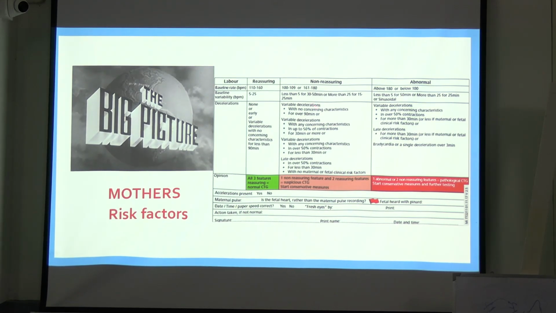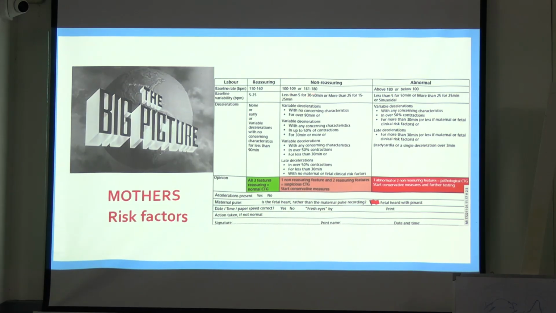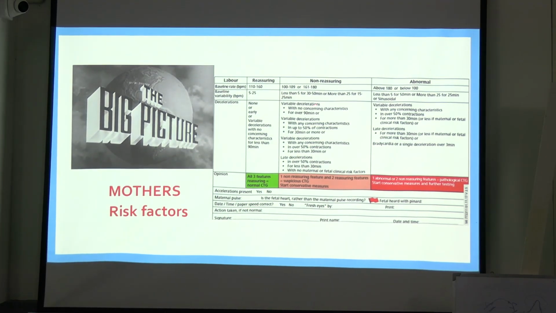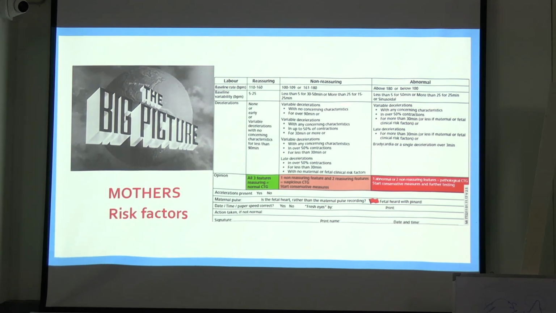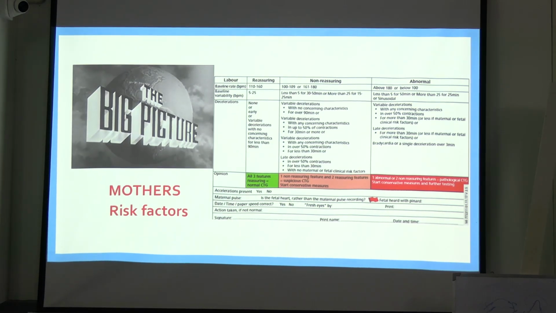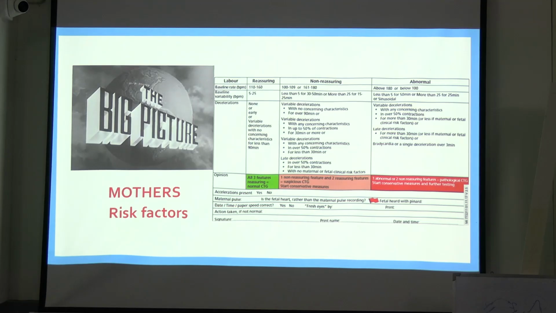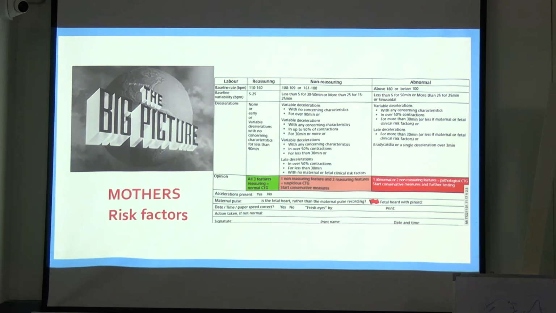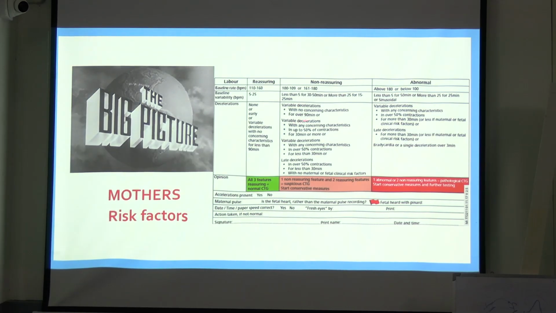Obviously, fetal heart rate I already told you: between 100 to 110 and 160 to 180. And variability less than 5 for 30 to 50 minutes, and more than 25 for 15 to 25 minutes. Variable deceleration with no concerning characteristic. Concerning characteristic means whatever I told you, 4 things I told you: no shouldering, loss of variability in the deceleration only, and not returning to normal baseline. So, with no concerning characteristic for over 90 minutes.